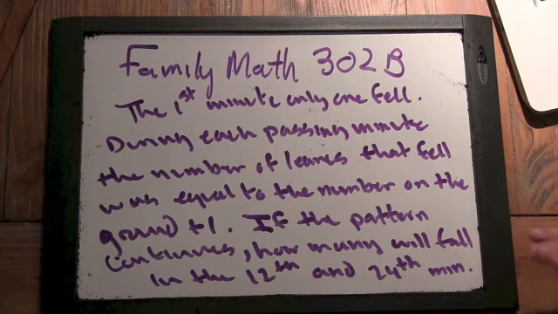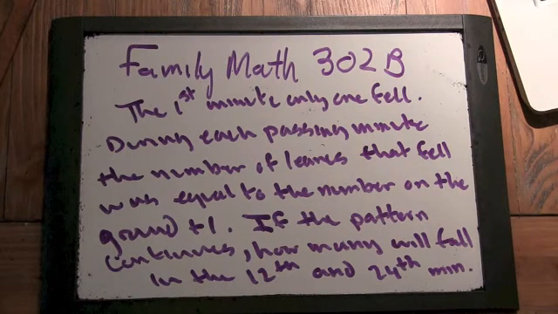I couldn't write the whole problem out, so let me read it off the computer screen, and most of it is on the board. Last weekend I was watching leaves fall from a tree. As the wind picked up, the leaves fell faster. I noticed this interesting pattern. During the first minute, only one leaf fell. During each passing minute, the number of leaves that fell was equal to the total on the ground plus 1. If the pattern continues, how many leaves will fall during the 12th minute and during the 24th minute?